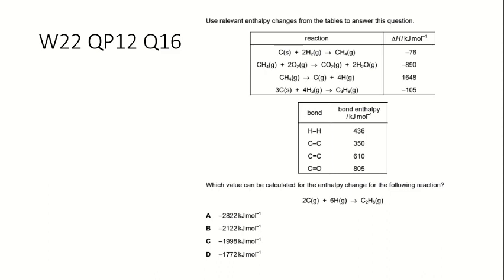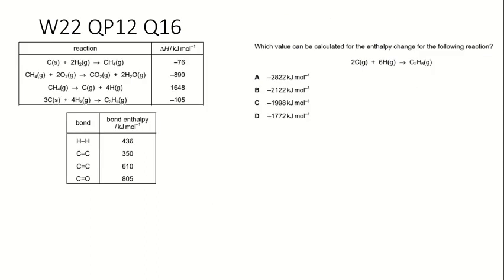Right, this question 16 from winter 2022 paper wants us to use bond enthalpies to find the enthalpy change of a reaction. I'm going to rearrange the setting of this question so that we have more space to do the working. Right, so we are given a reaction. So I'm going to number it as reaction 1. Okay, we are supposed to find the enthalpy change of reaction 1.